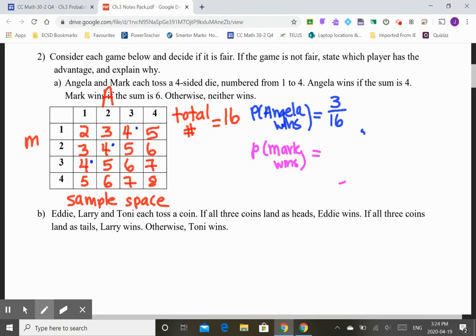So Mark wins if the sum is a 6. 1, 2, 3 sixes on there as well. So 3 favorable outcomes out of 16 possible outcomes.